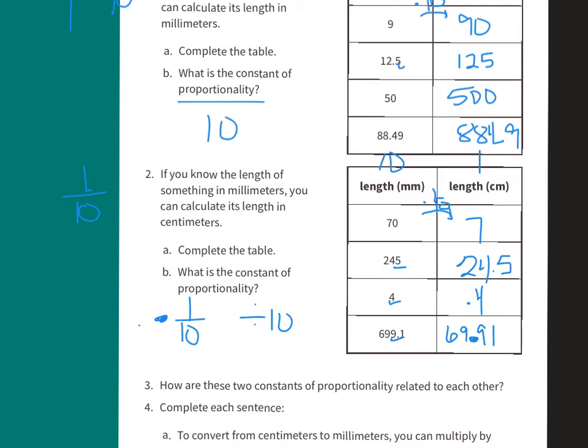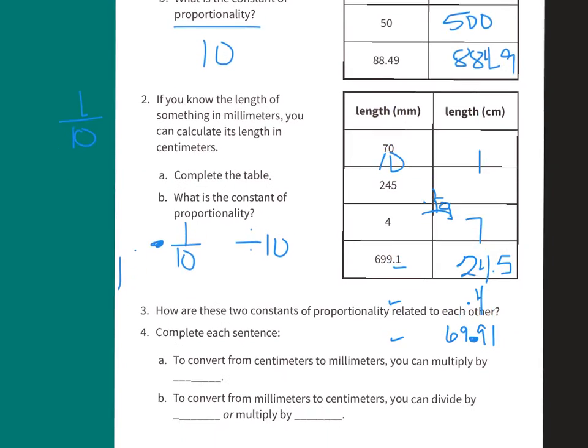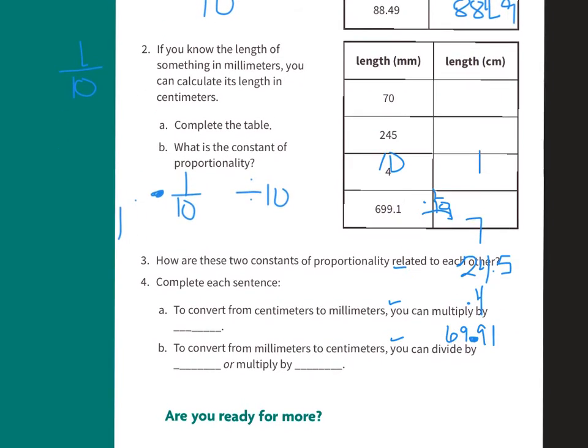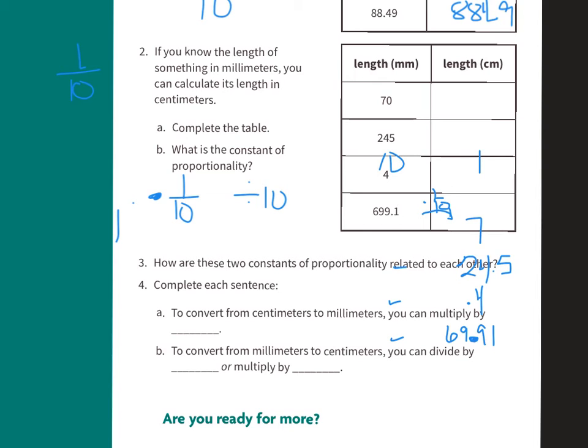So how are these two constant proportionalities related to each other? Well, if we look here, this is on the bottom of page 22, number 3. So if I move this up, for some reason that doesn't want to move up. So I'll just erase it real fast.